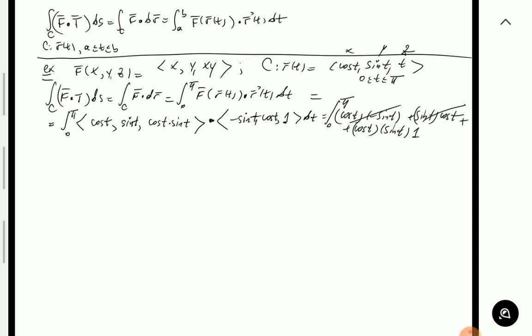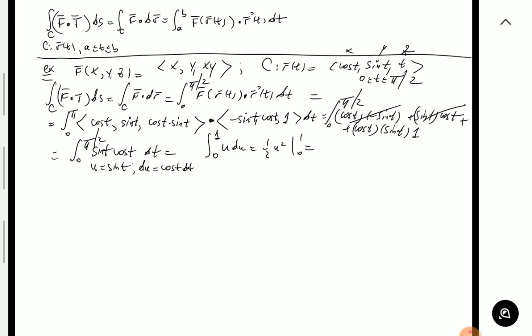Here we have a simplification, so this ends up being the integral from 0 to pi of sine of t cosine of t dt. This works with a u substitution for sine. New bounds are sine of 0. I'm sorry, let's use the domain 0 to pi over 2, because otherwise it's trivial. So let's say the domain is 0 to pi over 2. So the new bounds are sine of 0, which is 0, and sine of pi over 2, which is 1, integral of u du. So that's 1/2 u squared between 0 and 1, which is 1/2.